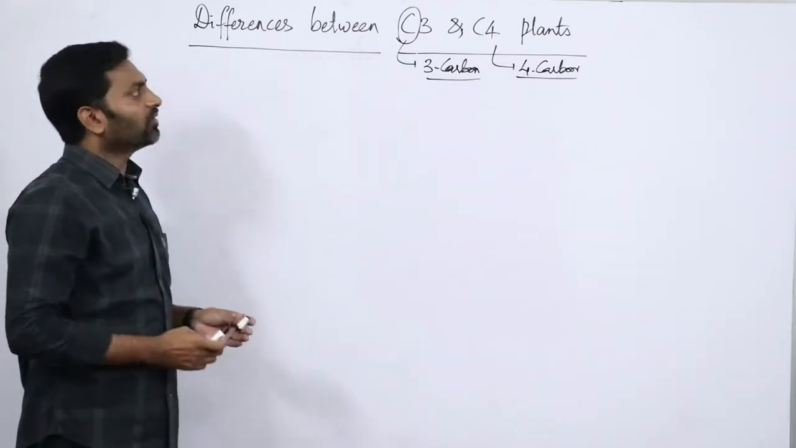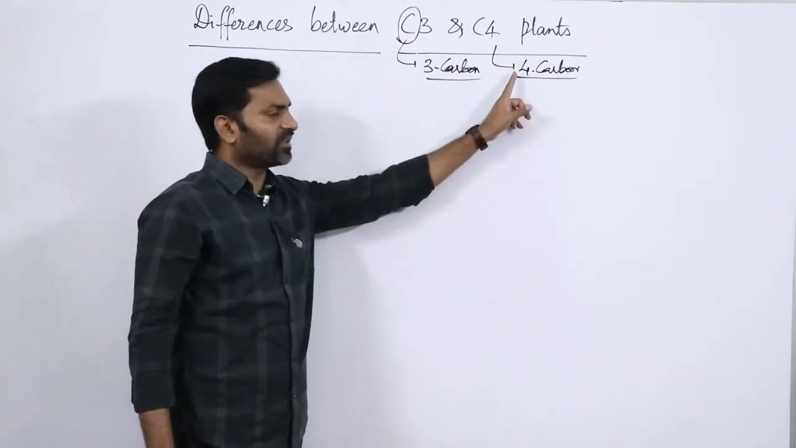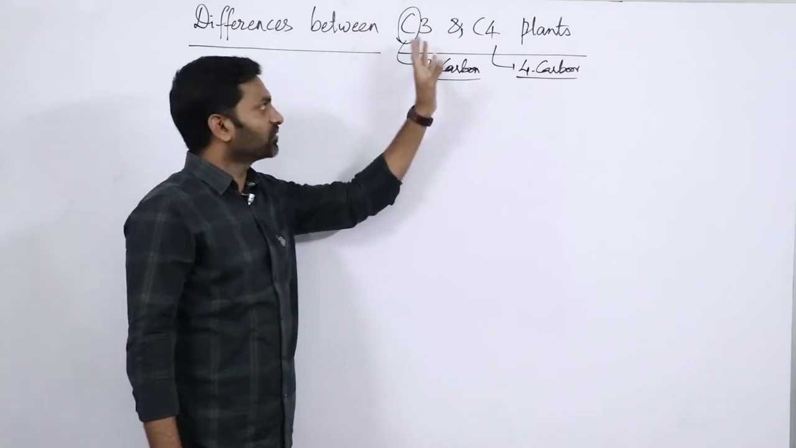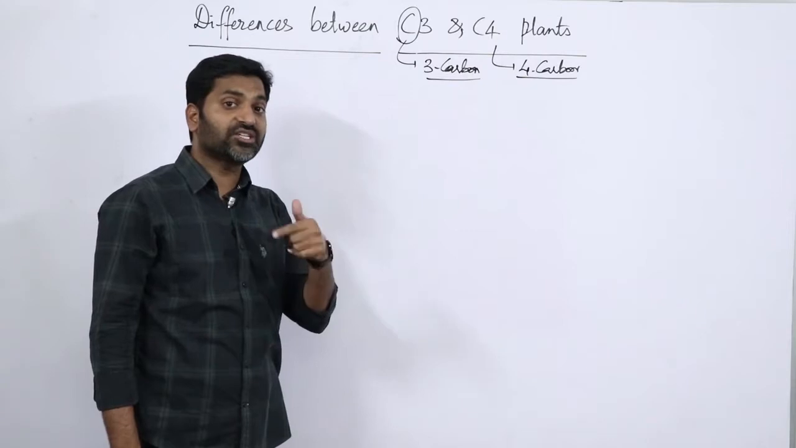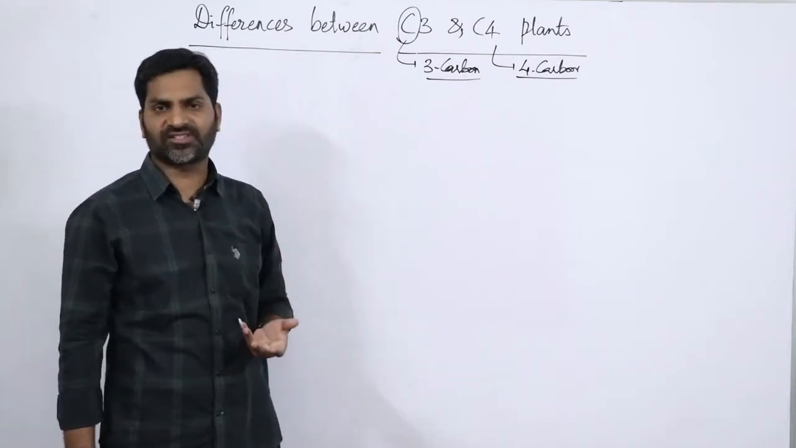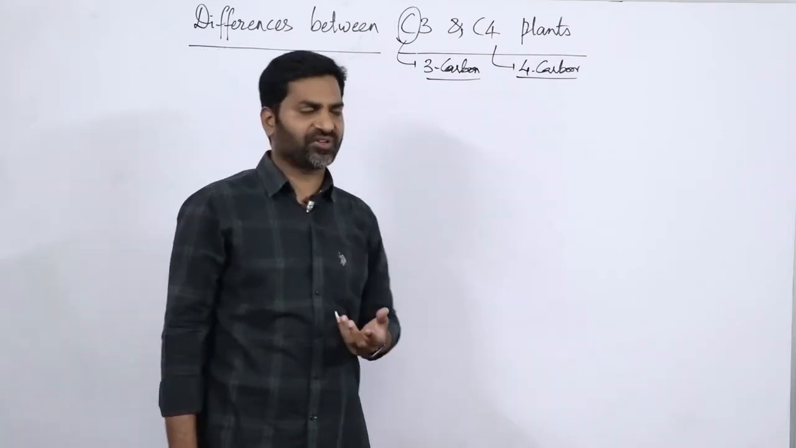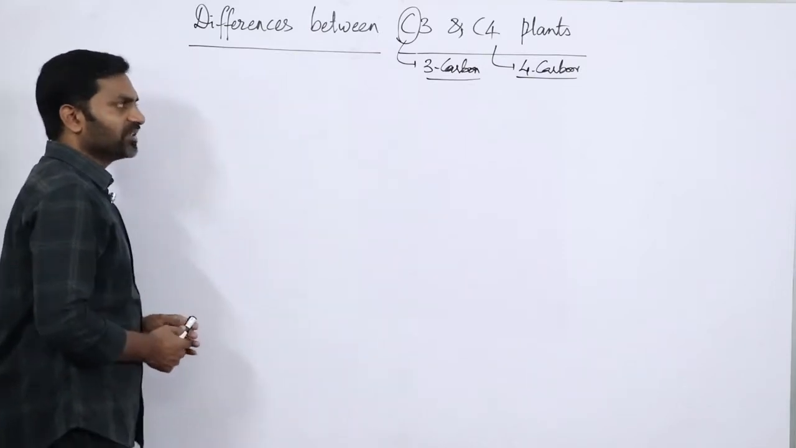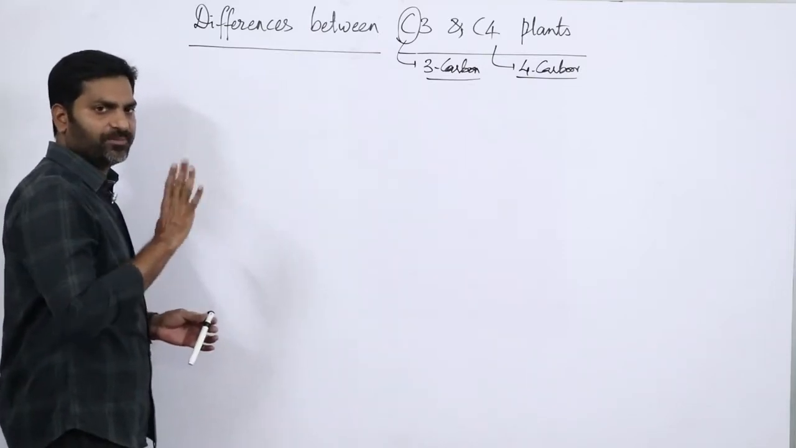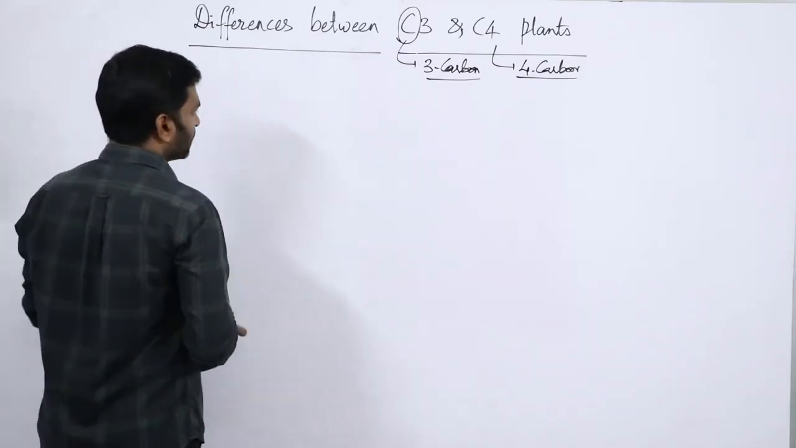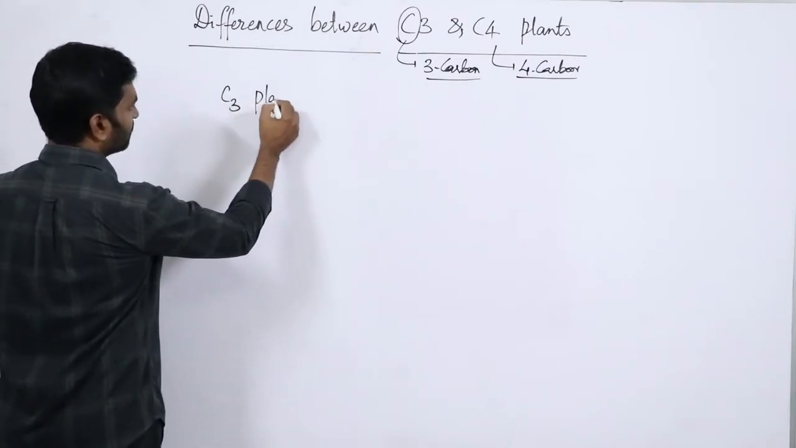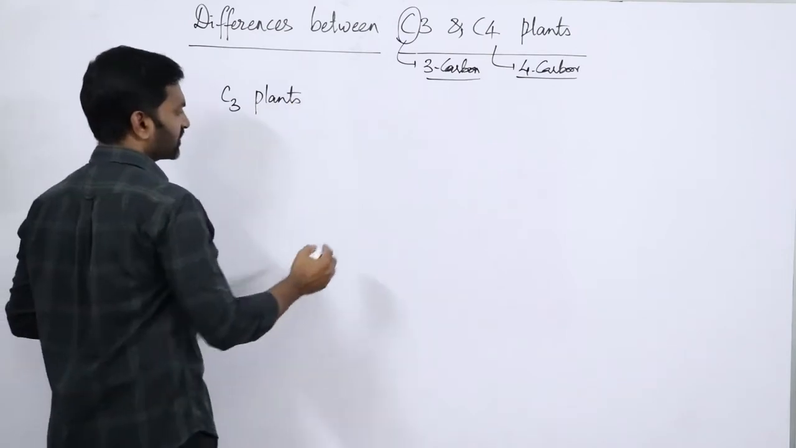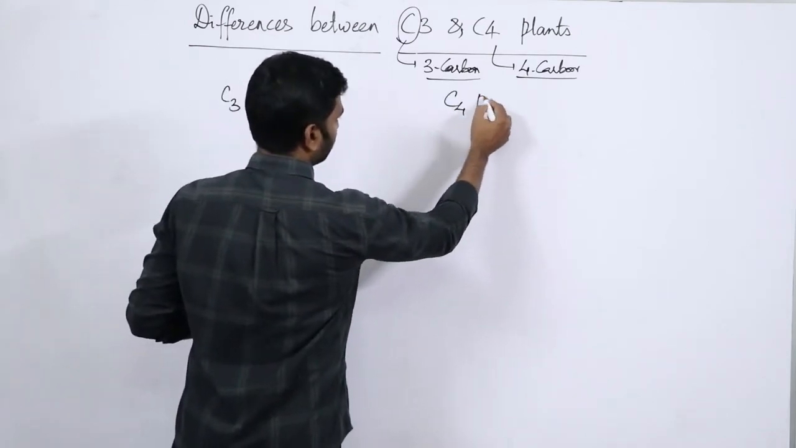So on the basis of carbon number, these plants are categorized into C3, C4, as well as C2 also. The C2 cycle is also present; we will discuss it in the future. Clear? Now we are going to see the basic differences between C3 and C4 plants. Just have a look. C3 plants and C4 plants.